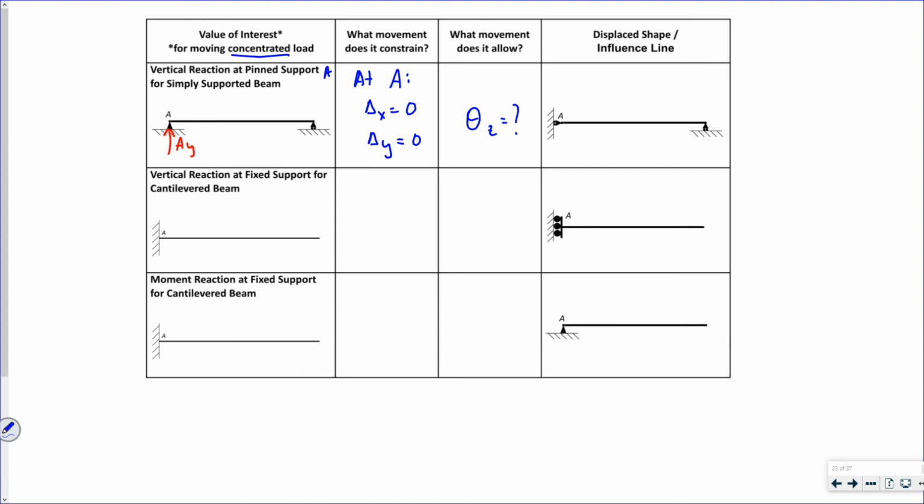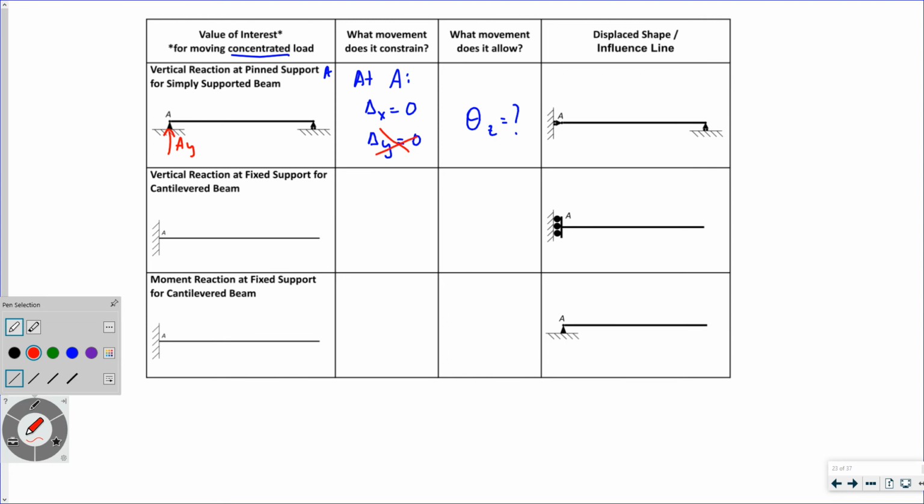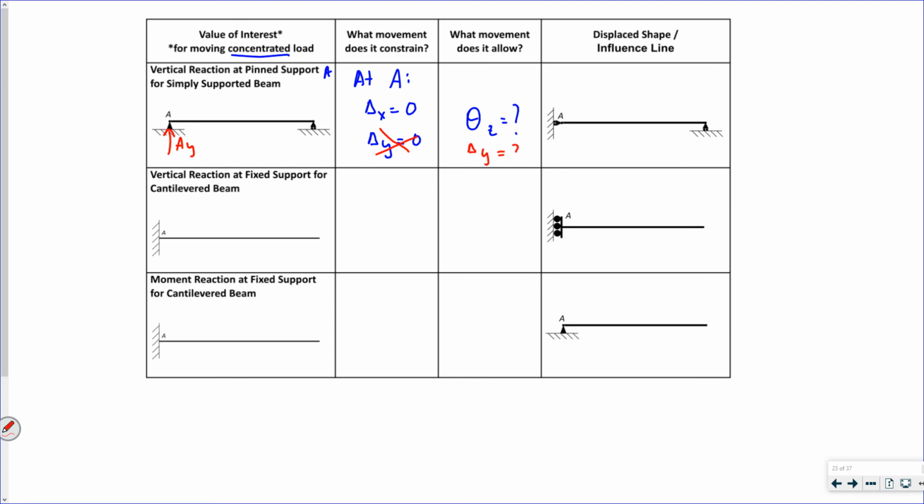So I want to know the vertical reaction. So I'm going to get rid of, what does that vertical reaction say? That vertical reaction means my deflection at Y is 0. And I'm going to say, meh. Now my deflection at Y can be some value. So I just turned my pin into a roller that has only a reaction in the horizontal direction, if I'm looking over here, right? It used to have both. Now it only has the one.